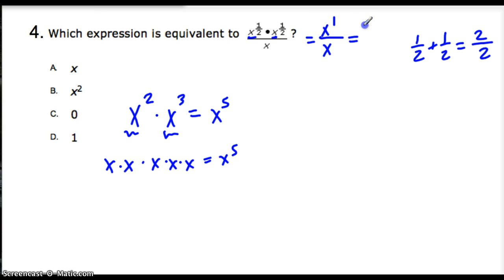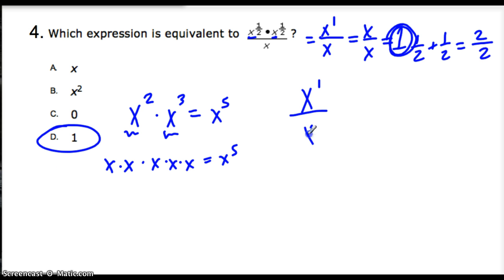Well, x to the 1st over x is the same as x over x, which something over itself is always going to be 1. So your answer here would be 1. And remember, since these bases are the same, you could do x to the 1 minus 1, which is x to the 0. But remember, anything to the 0 power is always 1. Okay, let's look at number 5.